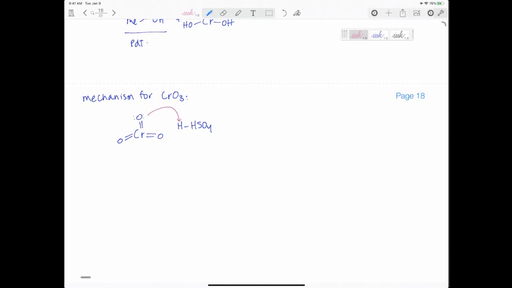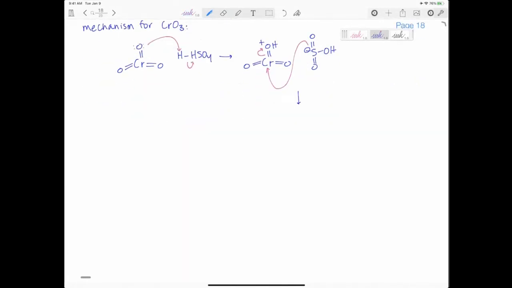Okay, and what happens is that it's going to grab this proton. So remember, ketones under acidic conditions are really good nucleophiles. It breaks off this bond. So you're going to have this and this here. Okay, and then whatever is remaining from your sulfuric acid, that's a negative charge here. It's going to come in and attack the chromium to give me this here.